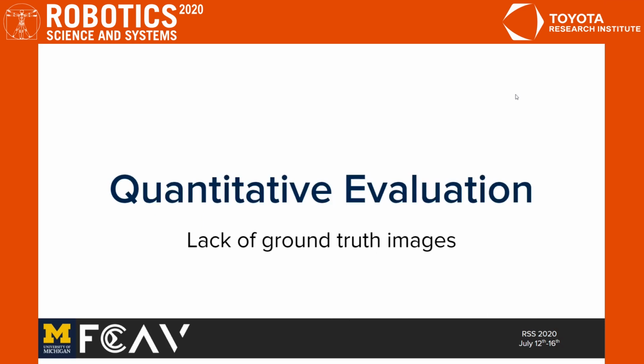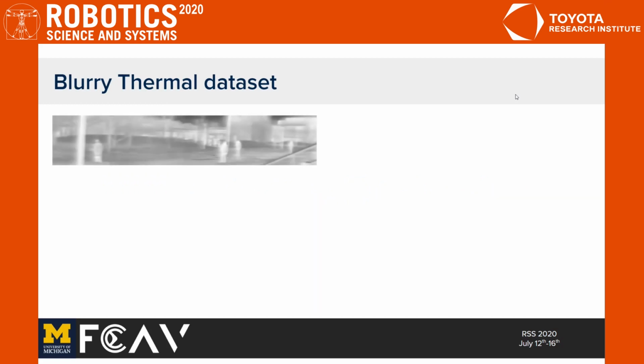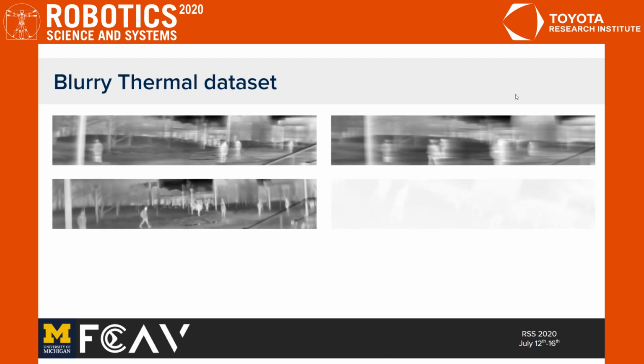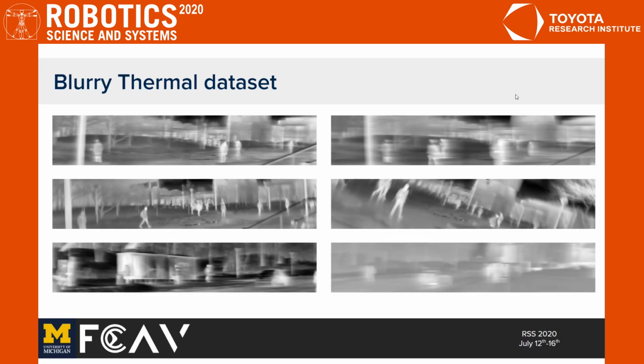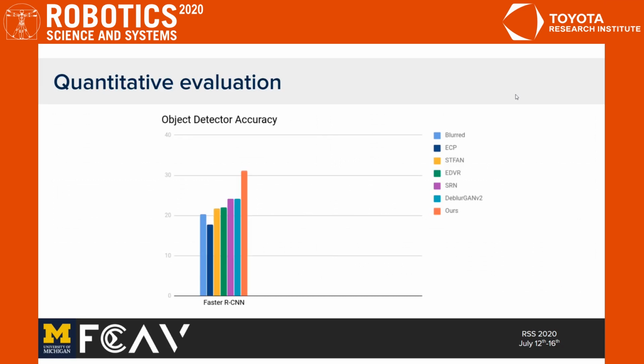For quantitative evaluation, ground truth images are typically collected using high-speed visible cameras, but this cannot be replicated for microbolometers. Instead, we collect a blurry thermal dataset encompassing several challenging scenarios for motion deblurring algorithms. We annotated cars and pedestrians in over 400 such images. On this test dataset, we computed the object detector accuracy on the blurred images and on the images restored using different deblurring algorithms. We consider the change in detection accuracy as a proxy for performance of the deblurring algorithm.